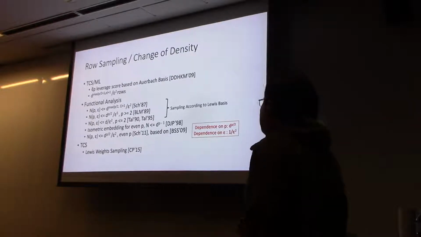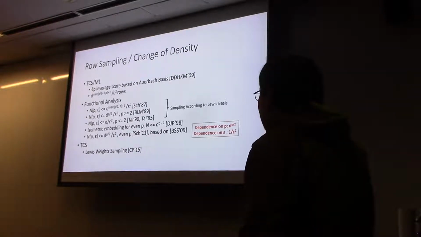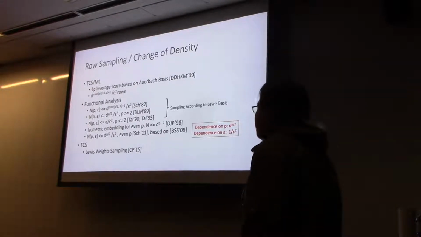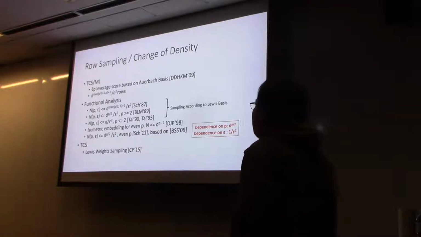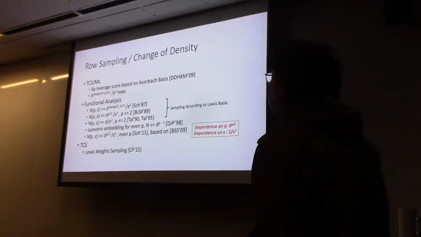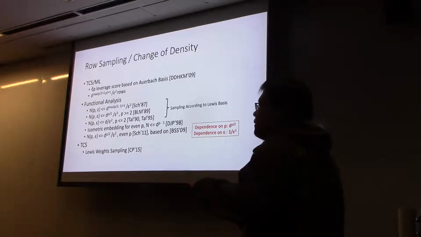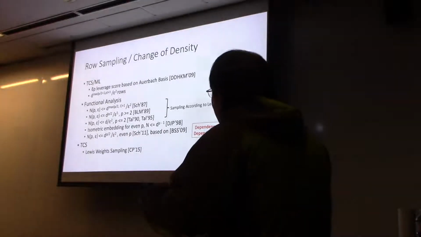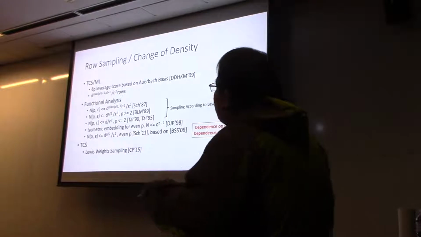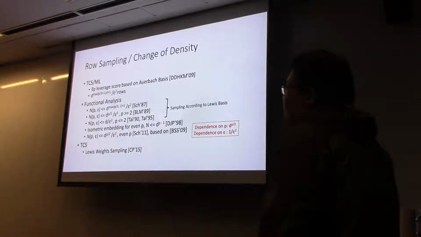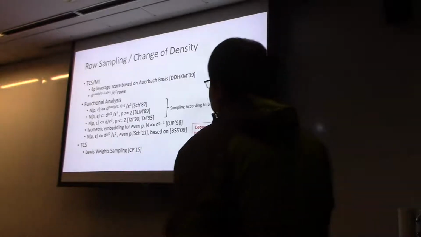So we can see something here: all these embeddings for non-even p suffer from a 1 over epsilon squared factor in the number of sampled rows. Another thing is that they all have a dependence on d to the p over 2, right? So the natural question to ask is, are these 2 things necessary?